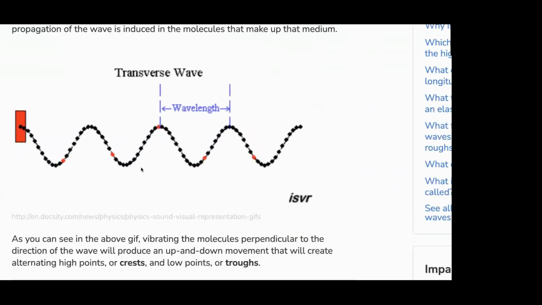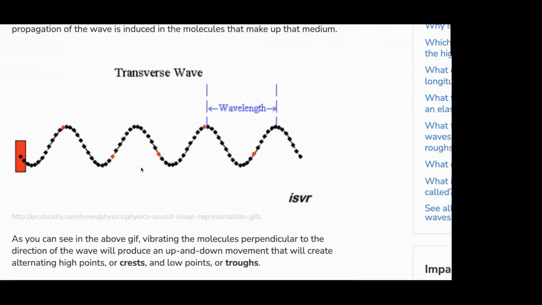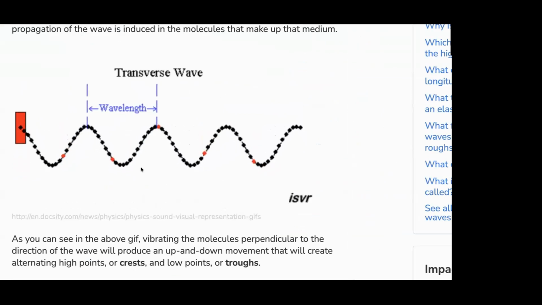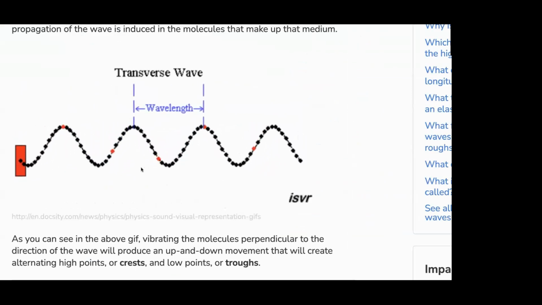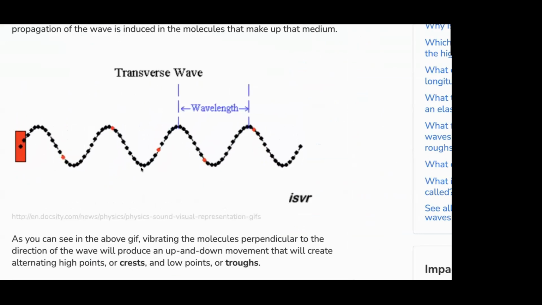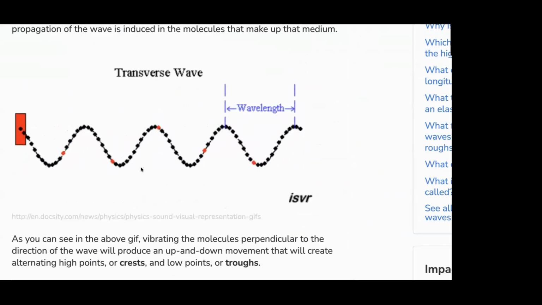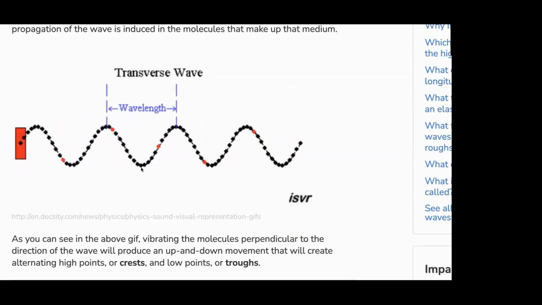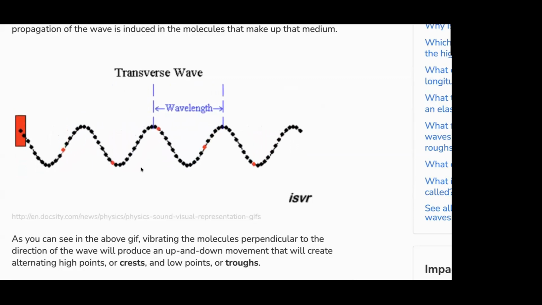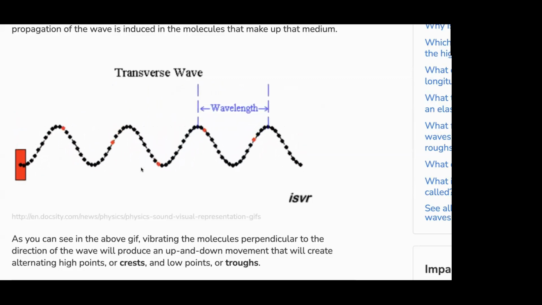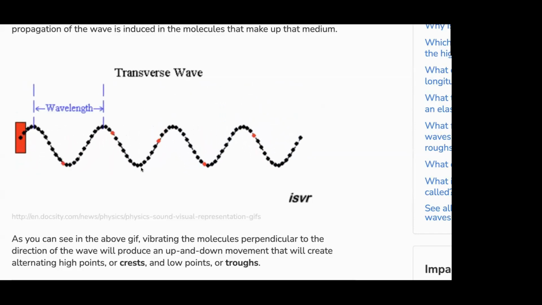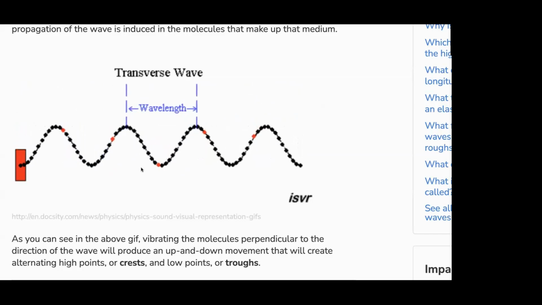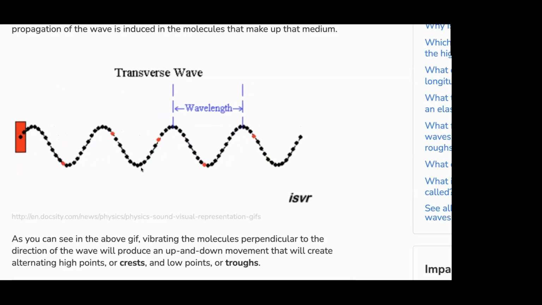Are the particles moving? No, they're not. What are they doing? They're just moving up and down, vibrating, right? Vibrating perpendicular to the direction of motion. Motion is like this, vibration is up and down. That is the definition of a transverse wave, right? The direction of vibration and the direction of motion are both perpendicular.